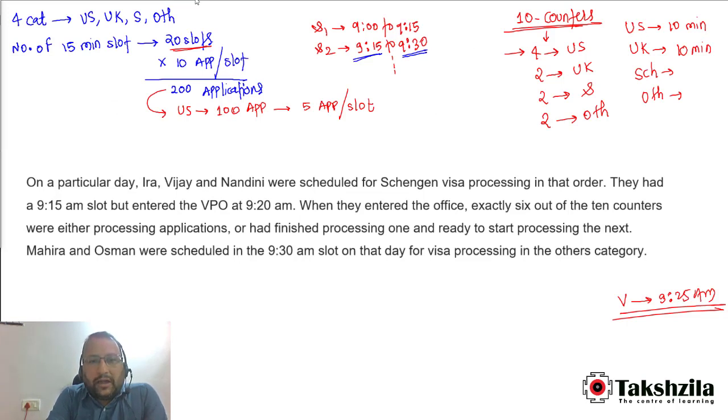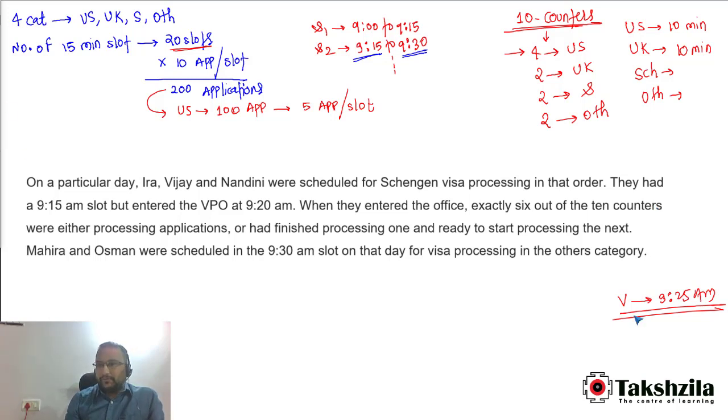On a particular day, Ira, Vijay, Nandini were scheduled for Schengen visa processing in that order. They had a 9:15 a.m. slot, but they entered VPO at 9:20. When they entered the office, exactly 6 out of 10 counters were either processing or had finished processing one and were ready to start another. From this statement, what we can conclude is that the remaining 4 counters were waiting for the applicants to arrive at VPO. Mahira and Usman were scheduled in the 9:30 a.m. slot for the others category.